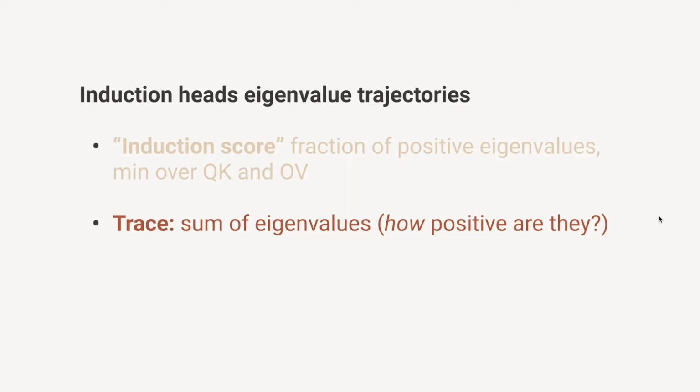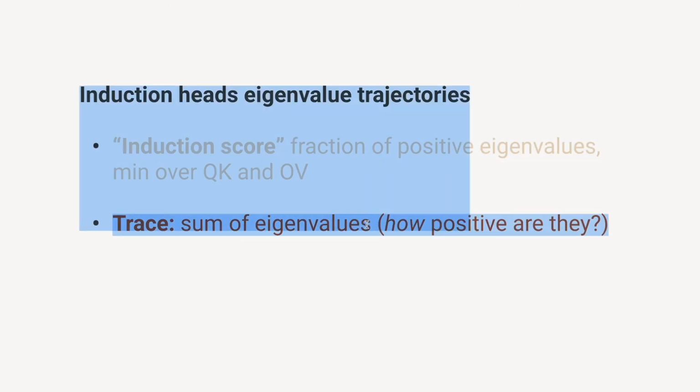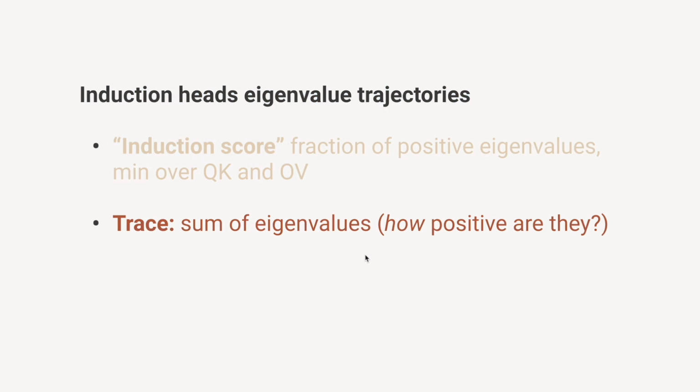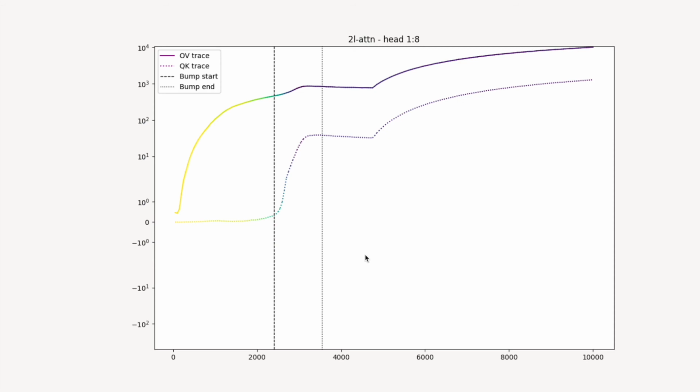So I mentioned there were these 2 different scores I was going to show. One was that induction score, which is the fraction of positive eigenvalues. We're now going to look at the trace, which is the sum of the eigenvalues. So that's how strongly positive are these values. So here I've plotted for one particular head. Again, this is head 8, which is the most induction-like head in the 2-layer attention-only model.